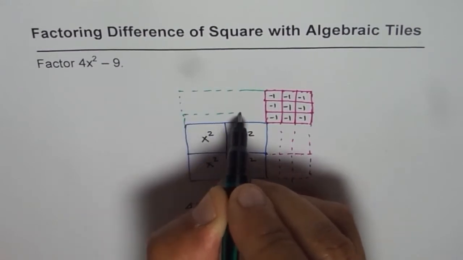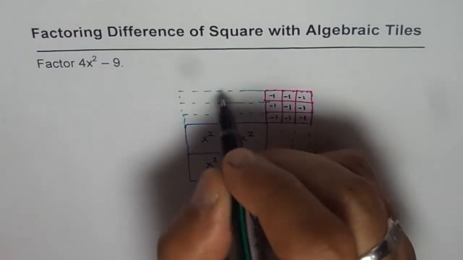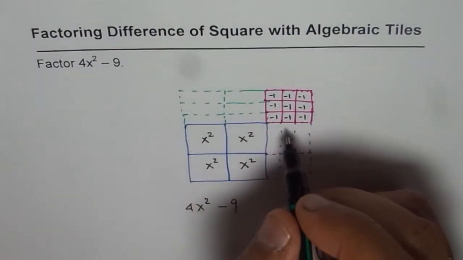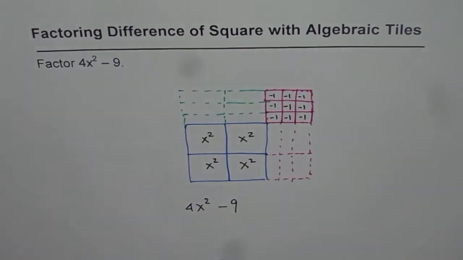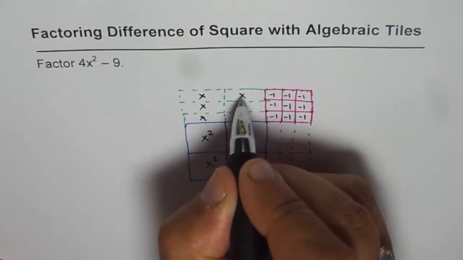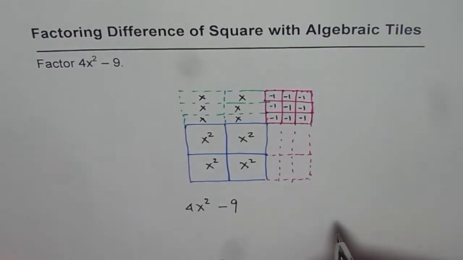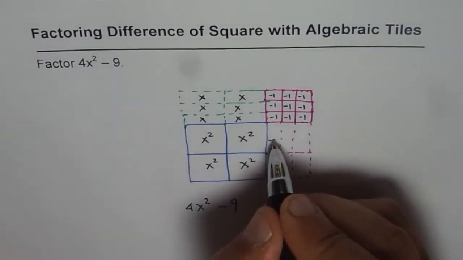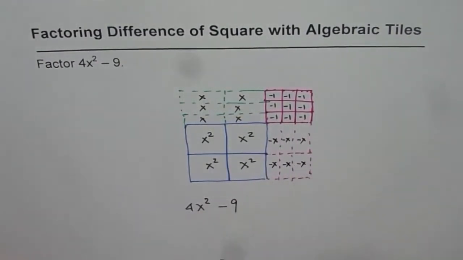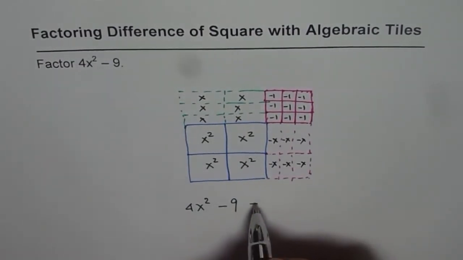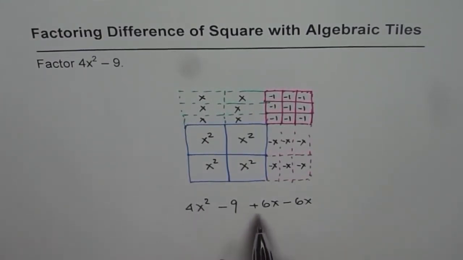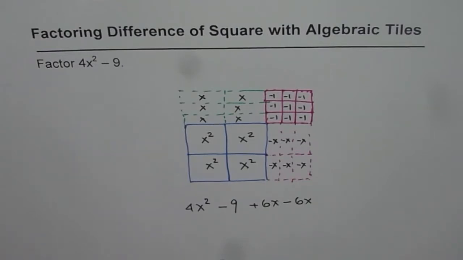As you can see from this figure, to complete the rectangle, these green tiles are the positive x tiles and the red tiles are negative x tiles. So we have positive x tiles, 6 of them, required to complete this rectangle, and minus 6x on the other side. Do you see that? If we do plus 6x and minus 6x, we are still working with 4x squared minus 9. Perfect.